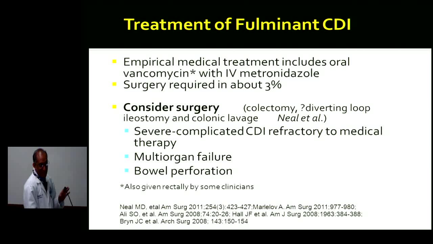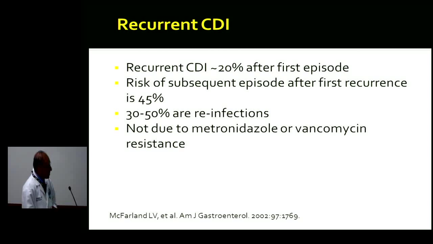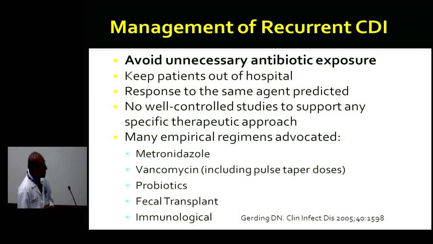So recurrent C. diff, and this is where Ramesh will come in a bit later, but 20%, if you get one recurrence, you will get much more recurrences subsequently. And this is not because of metronidazole resistance or vancomycin resistance. So how do we manage recurrence? Avoid unnecessary antibiotic exposure. Try and keep them out of the hospital if you can. And then many empirical regimens, we talked about some of these. What we would recommend is vancomycin taper after the second recurrence, and then we'll talk about some of the others a bit later.